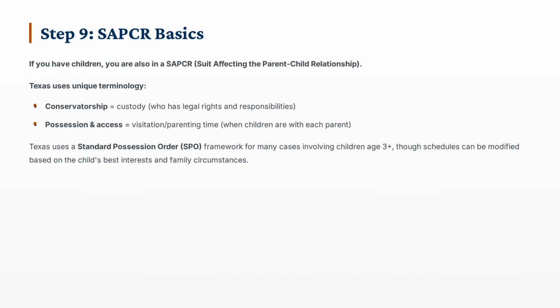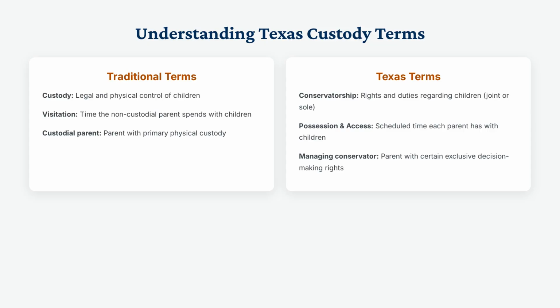Texas uses somewhat different terms for child custody. They call it conservatorship, custody, who has legal rights and responsibilities, and then possession and access is who is visiting and exercising parenting time. So this is just the typical custody terms that we're normally used to hearing: custody, visitation, custodial parent. Texas likes to do things differently because it's Texas. So we will use Texas terms while we're dealing with Texas, and just get familiar with that and don't let it throw you off.